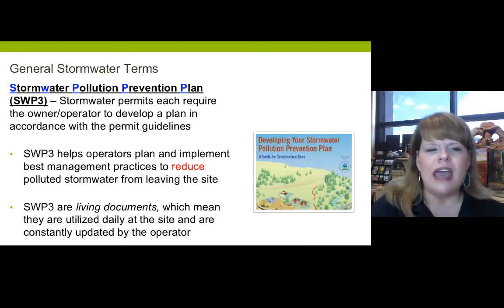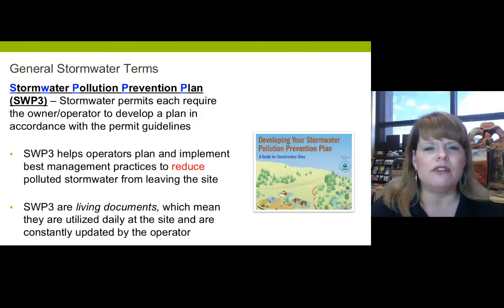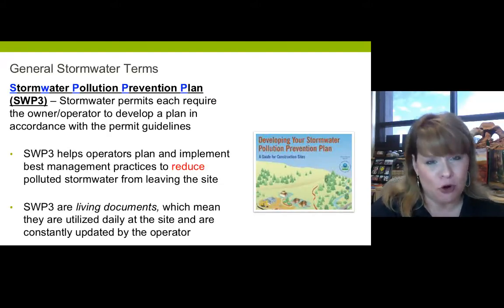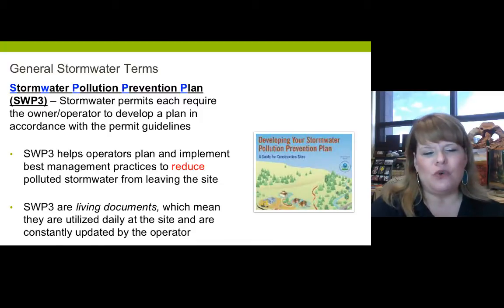That's all it is. And this is a requirement in any type of permitted facility for stormwater, is that they must have a SWEP, or Stormwater Pollution Prevention Plan. So I highlighted where the SWP3 comes from in blue so you could kind of recognize it a little easier. So stormwater permits require that each owner and operator develop a plan in accordance with the permit guidelines that will help mitigate stormwater pollution. So a SWEP, or SWP3, helps operators plan and implement best management practices, all with the purpose of reducing polluted stormwater from leaving a site.